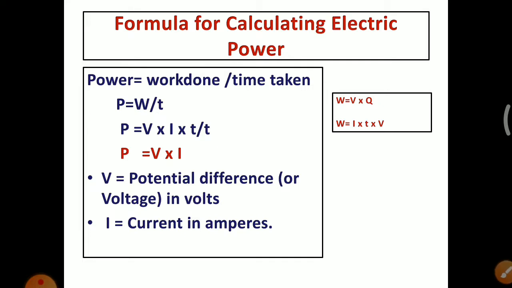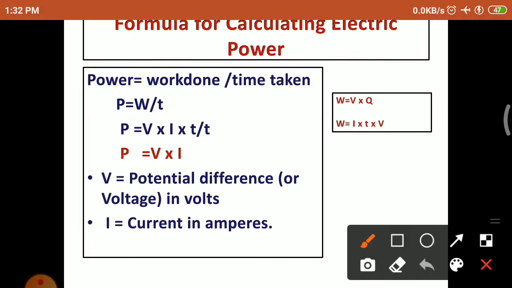So how to calculate the electric power formula? You know that power equals work done by time. The work done is represented by the letter W and time is the small letter t. The capital letter T represents temperature, small letter t represents time. So P equals W by t.